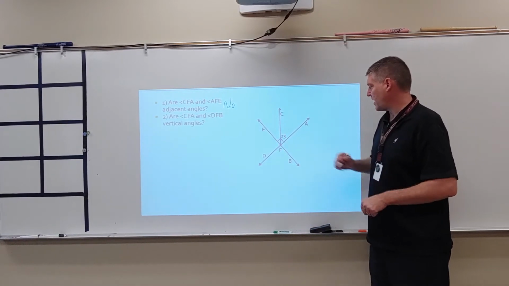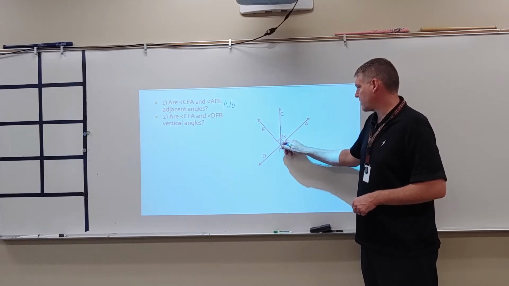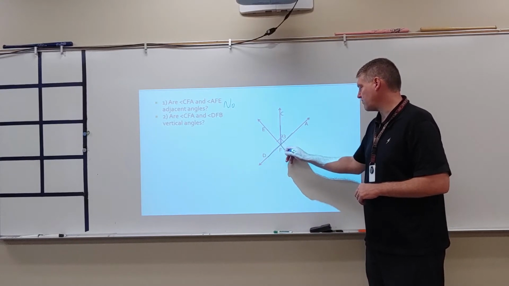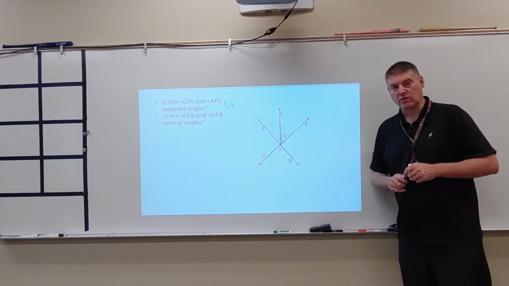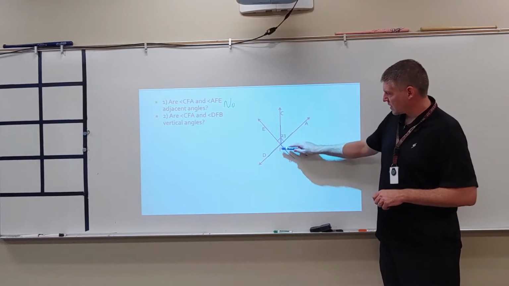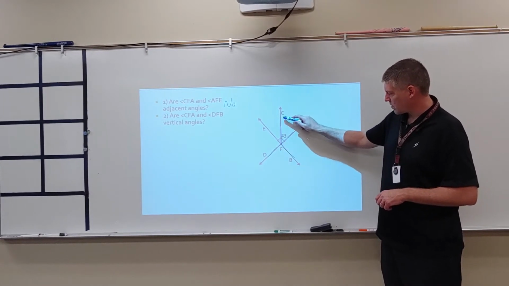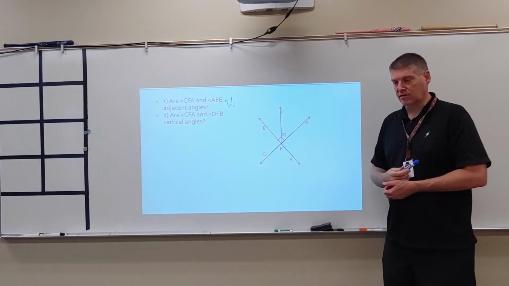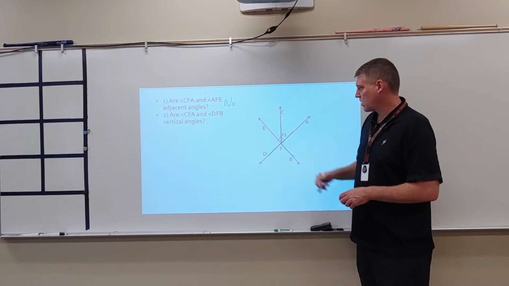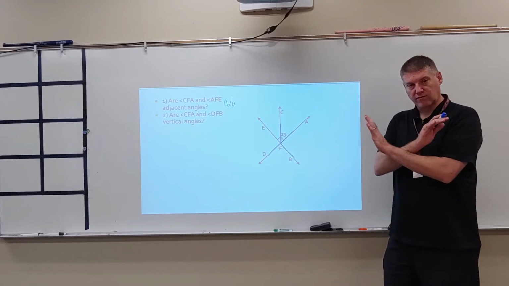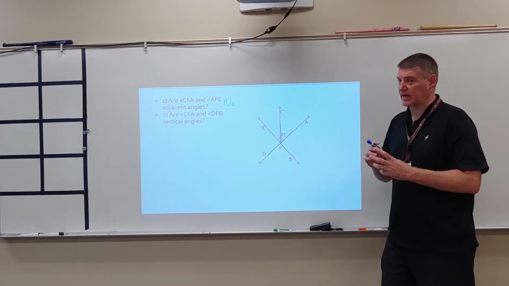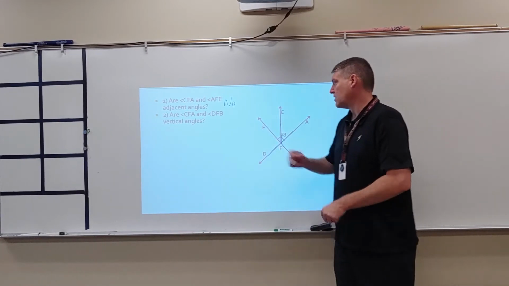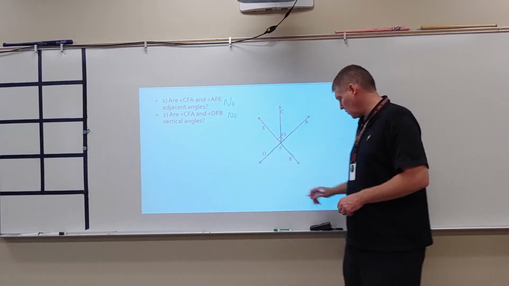Are CFA and DFB vertical? Well, do these lines continue on? Notice here CF stops at F, so it can't be vertical. So these are not vertical. Remember, vertical angles are going to form that nice X pattern. It's not going to be shifted. It's going to form a nice X. So this is also no.